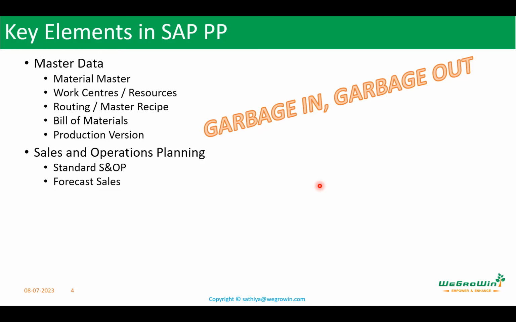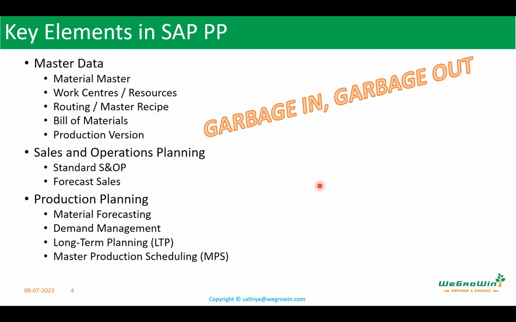But the standard S&OP process is also being done in SAP, and also as part of the integrated business planning, we can do it as the input and the output. And then production planning is talking about material forecasting, demand management, long-term planning, and the master production scheduling. So in our course, we will not be covering these things: the standard S&OP, forecast sales, material forecasting, long-term planning.